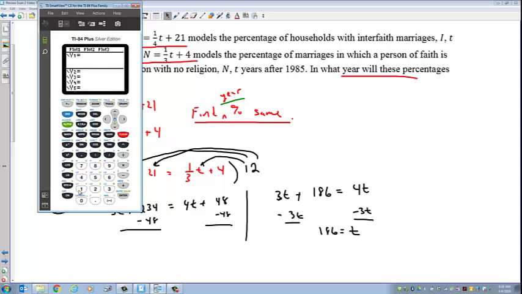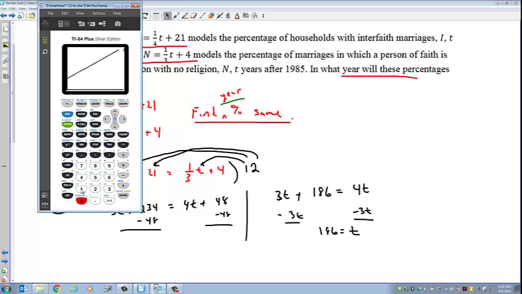So we have 1 divided by 4, and then we have x plus 21. We're going to graph the left, and then we'll also graph the right. So 1 over 3 x plus 4. And then we're going to make our window. Now, my window is going to start at 0 because it's t years after 1985. And I'm going to go all the way up to 200 because I found that t was 186. So then let's zoom fit it and see if that's actually right.